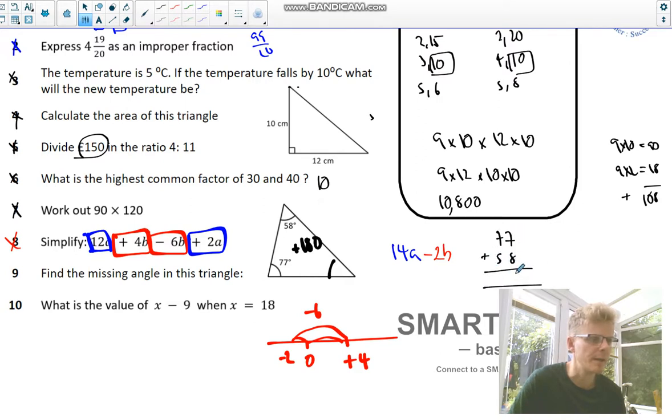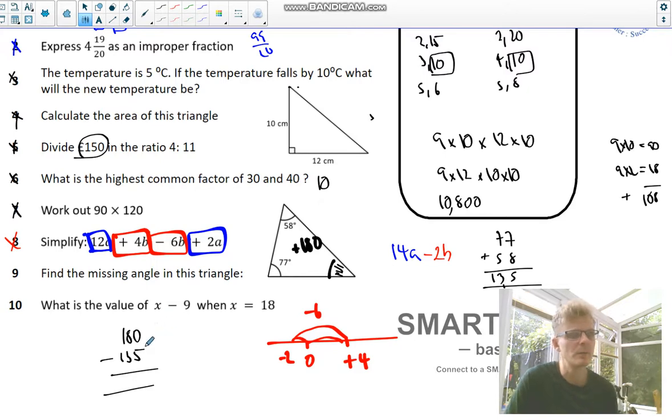So 8 adds 7, that's 15. And then 5 adds 7, well, that's 12, and 1 more makes 13. So 135 degrees used up so far. I need to use up 180 degrees in total to fill all my angles in my triangle. So let's see what's left. So we do 180, take away 135. Now, to be honest, I don't think I would use this method to do this.